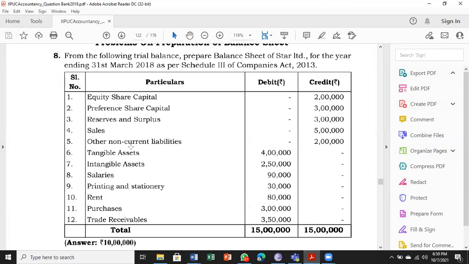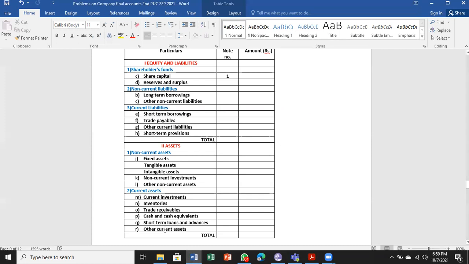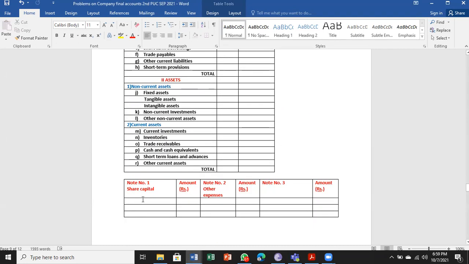Okay, sir. Let me start from the first item, equity share capital 2 lakhs. Second item, preference share capital 3 lakhs. Both these belong to share capital. So I will take a note because we have 2 items over here. I will take a separate note for this.